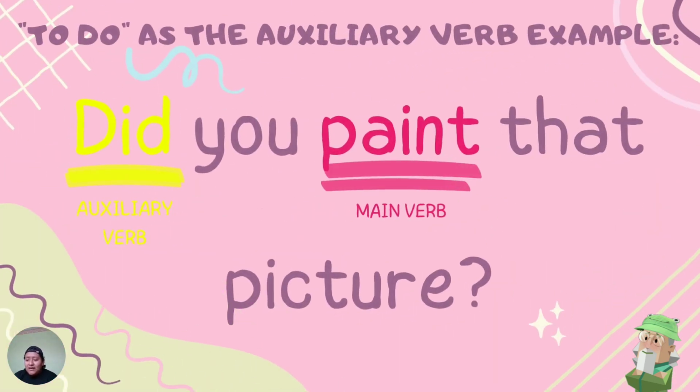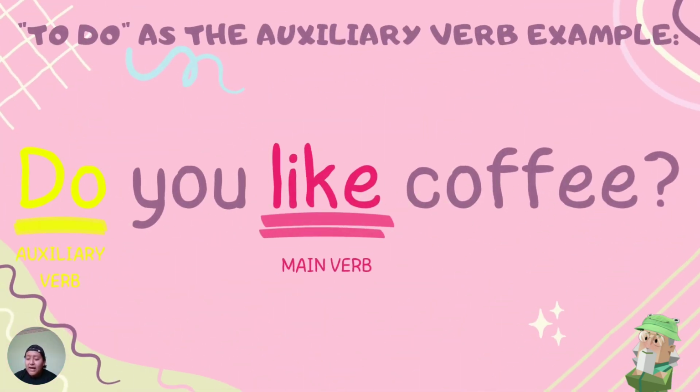Did you paint that picture? The main verb is paint and the auxiliary verb is did in interrogative form. Do you like coffee? The main verb is like and the auxiliary verb is do in an interrogative sentence.